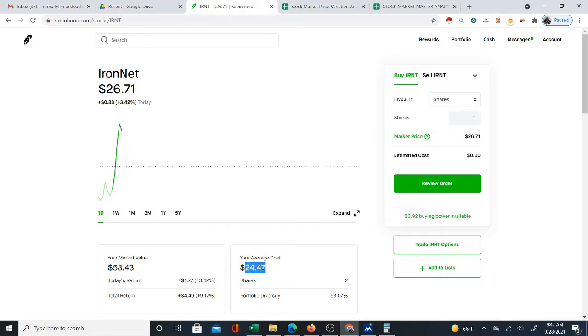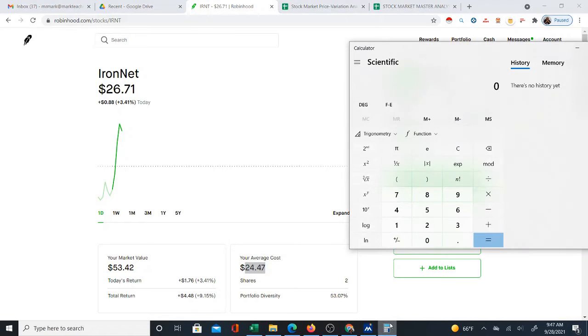One way is you can take the actual cost and calculate how much you want to make on it. So I could take $24.47 and increase it by the percentage I want to make. Let's say I wanted to make like an 8% return on this. I would multiply by 1.08, and this is the price I would need to sell at to make an 8% return.